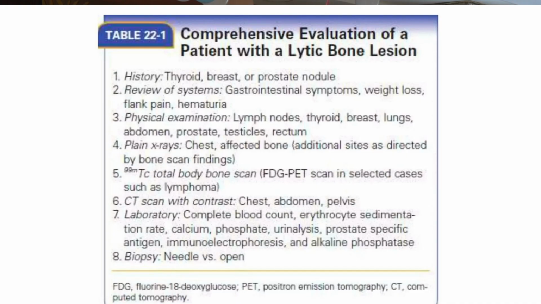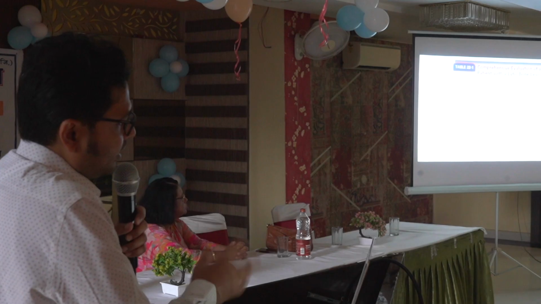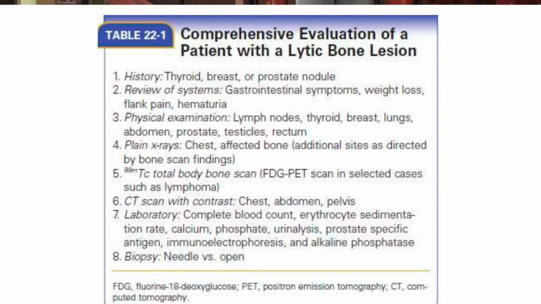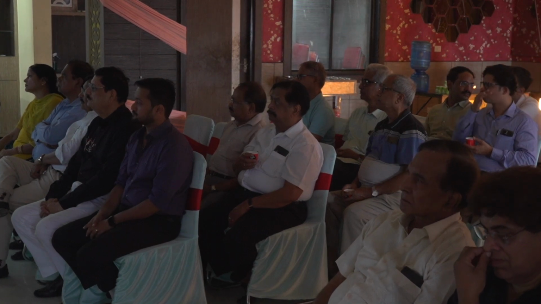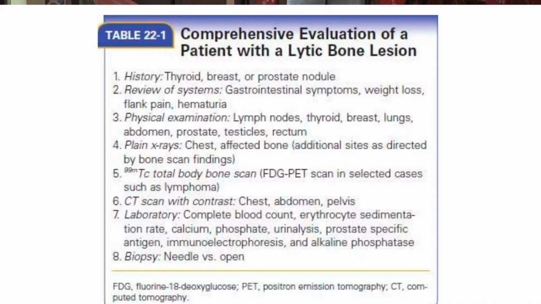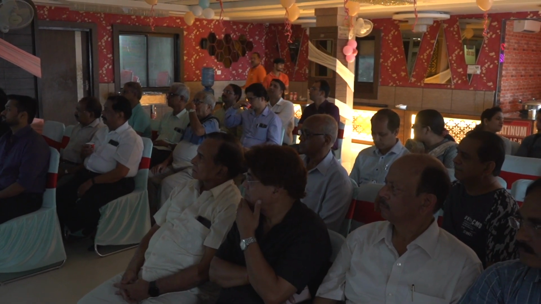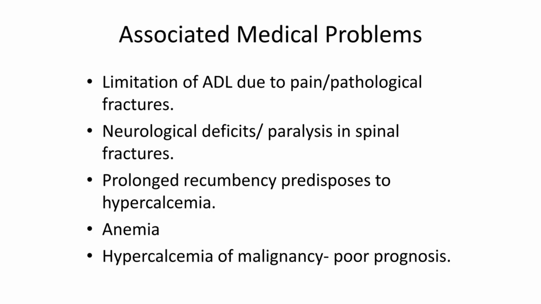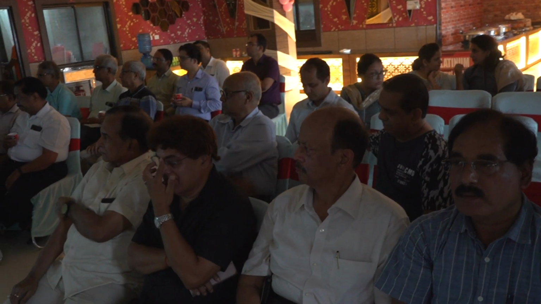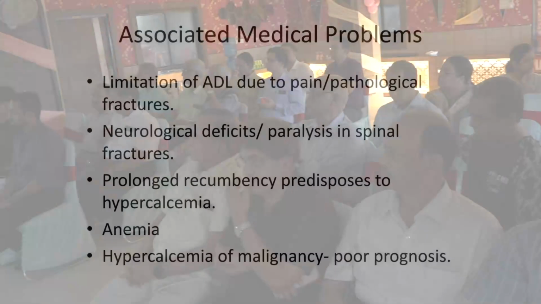So whenever you see a lytic bone lesion, you should take history. You should review all the other systems like GI. You should do physical examination accordingly, and do all the basic radiological and biochemical tests. And whenever you suspect, you should do a biopsy also. Associated medical problems: you should see whether there is limitation of activities of daily living due to pain, pathological fractures, neurological deficits and paralysis. In spinal fracture you should check whether a neurological deficit is there or not. Prolonged recumbency predisposes to hypercalcemia.